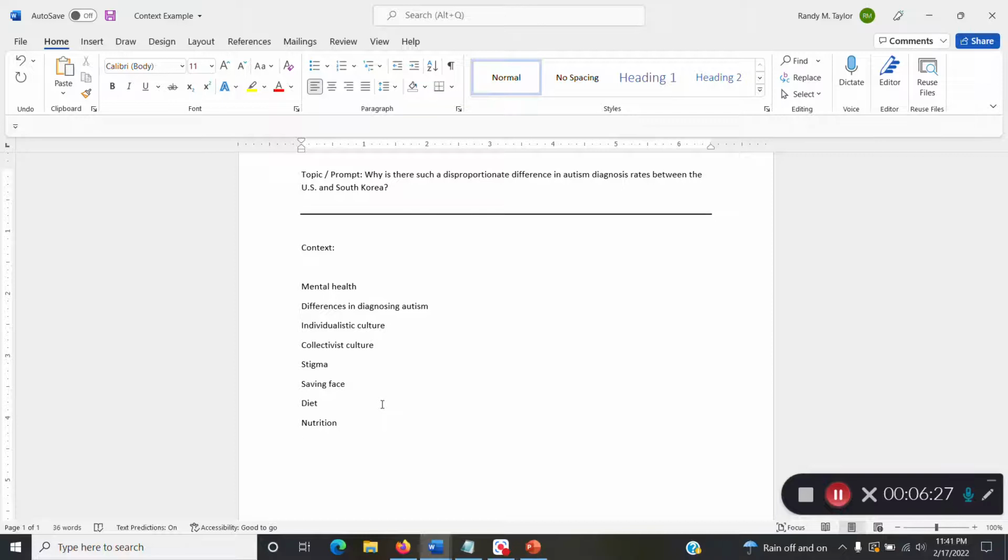Try to break that topic down into as many of these items as you can. When I say stigma, I immediately think of fear. That's something that will pop up. Something else that might be a factor in this is a difference in medication use or acceptance of medication. The list can go on and on and on.